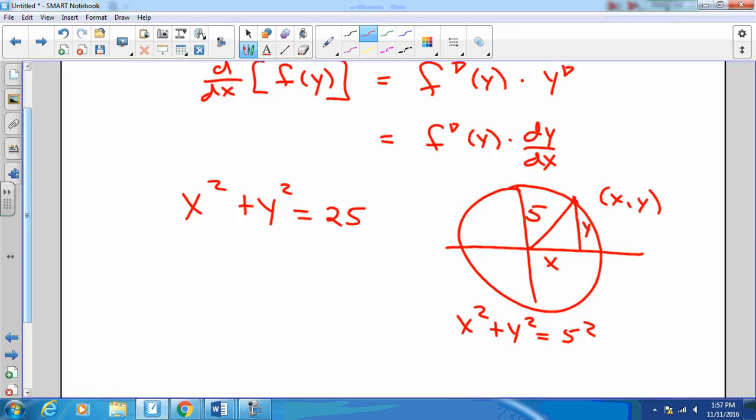Ta-da! So this equation is expressing the set of all points in the plane whose distance from the origin is 5. In other words, a circle. That's it. Now, here's the thing. Given that the graph of our relation is a circle, is this relation a function? No. Why not? Well, the vertical line test. It fails the vertical line test, so we put it here: not a function.